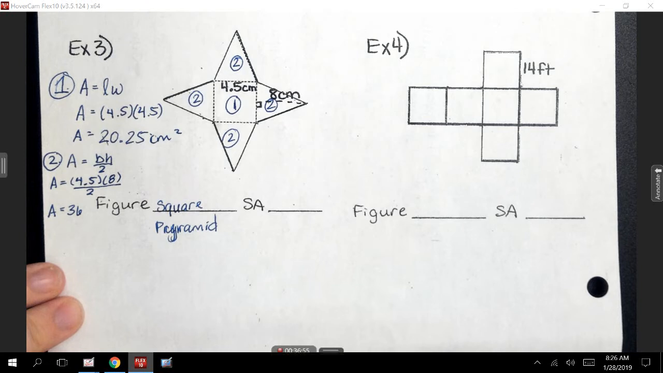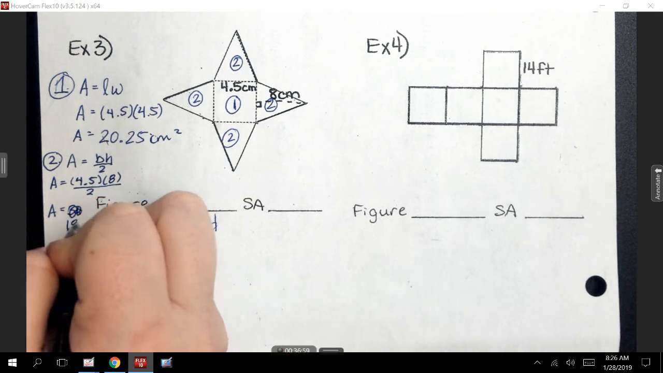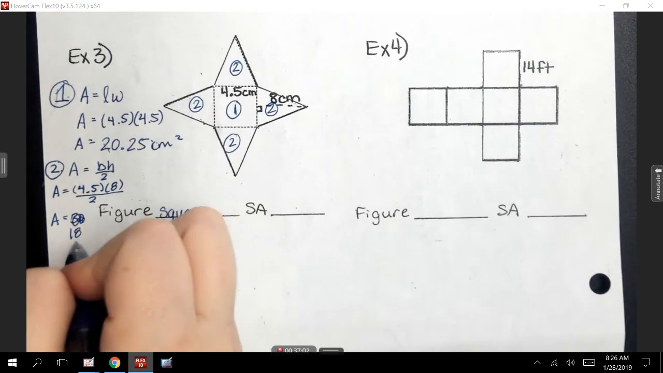All right. Did we divide by 2 on that? I don't think you did. So we get 18. 18 centimeters squared.